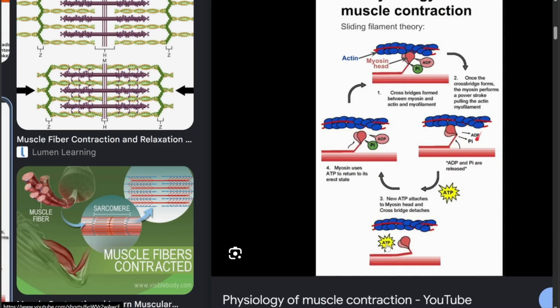So when a new ATP attaches to the myosin head, it will detach from the thin filament here. And by the way, this myosin head is on your thick filament, so you can think of it as a hand pulling a rope inward toward the center. Then myosin uses ATP to return to its normal state, and the cycle happens again. So basically, what happens when your muscle contracts is this power stroke, right?